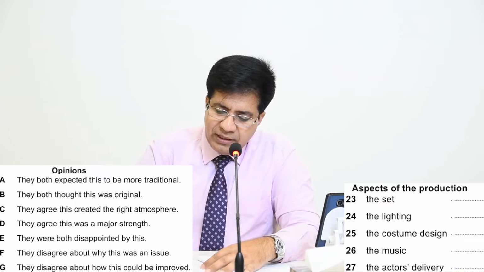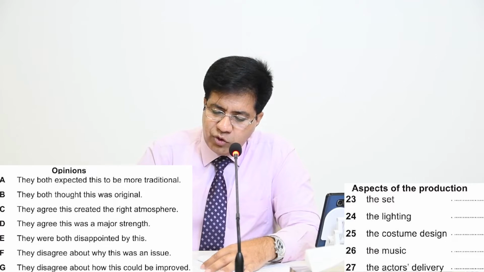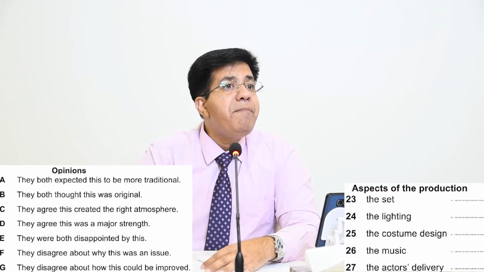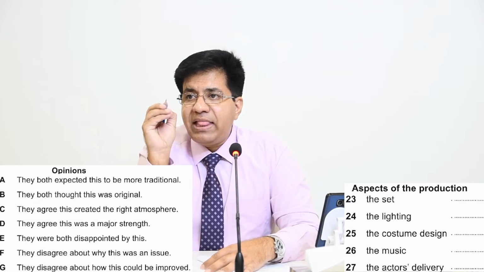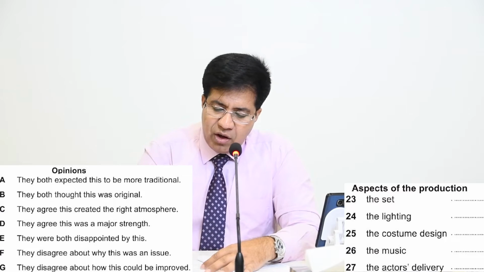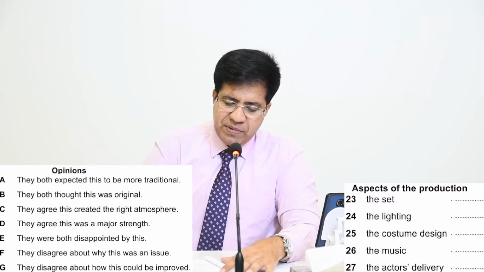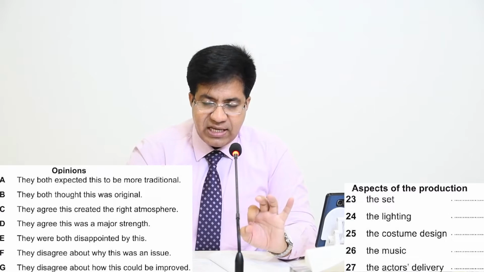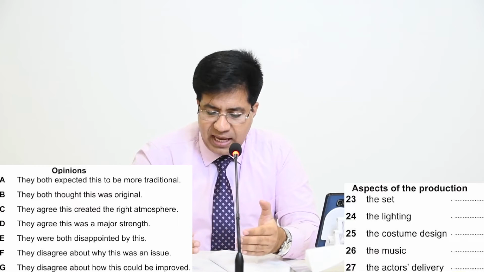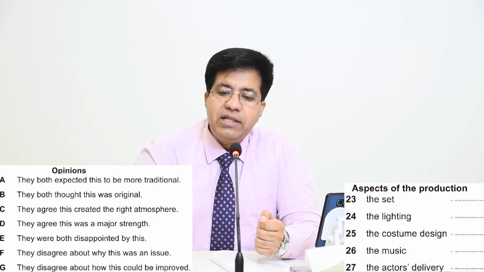Option G, they disagree about how this could be improved. Their disagreement on the method or manner. How means method or manner, how something is done. So they disagree on the method, how this could be improved. Now, first thing is set. I play the audio, listen, and then from A to G, you are going to decide the right answer.